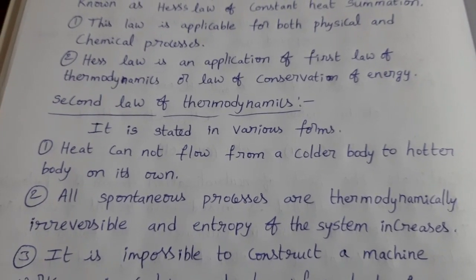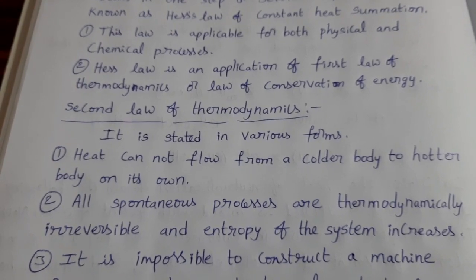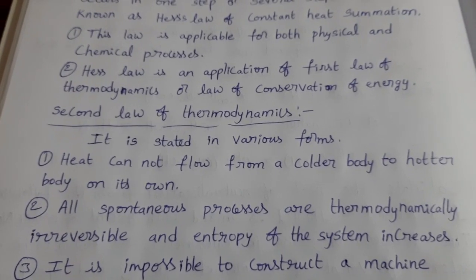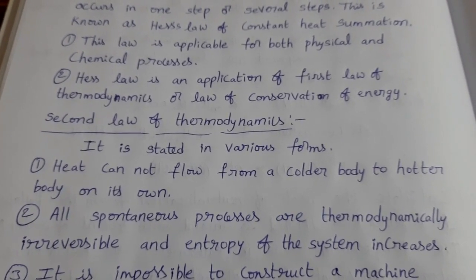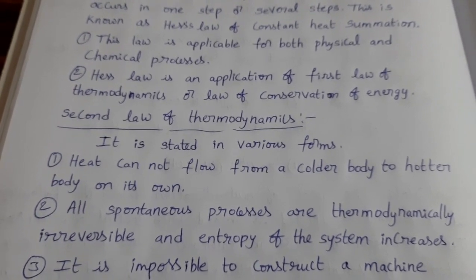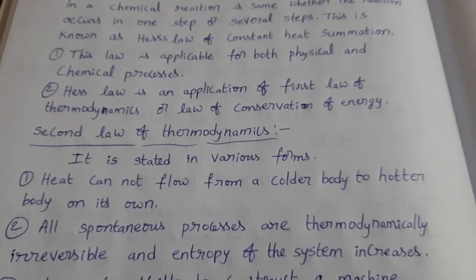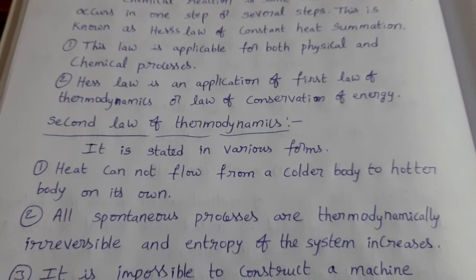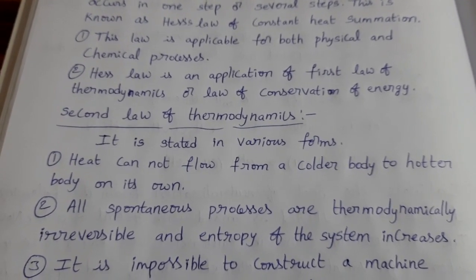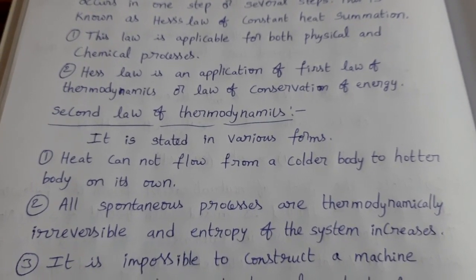Spontaneous processes means the processes which take place on their own without external assistance. Examples: flow of heat from a hotter body to a cold body, flow of water from a hill area to the ground, and wind flow from a high pressure region to a low pressure region. All these are spontaneous processes. In some chemical reactions, if we combine reactants, they can start reacting and form the products. So all these are spontaneous processes.